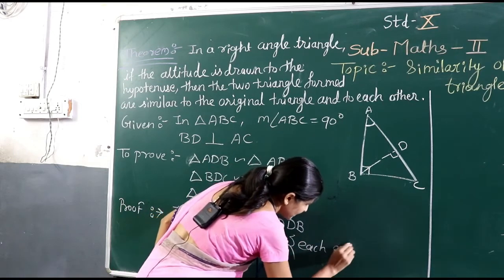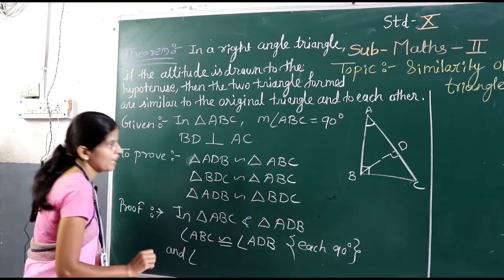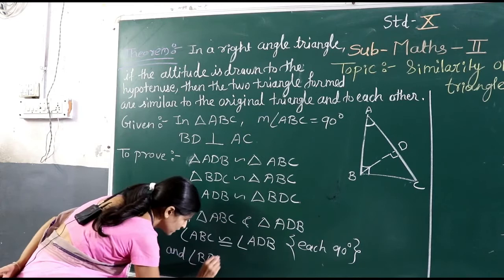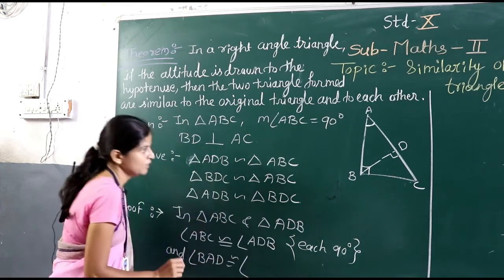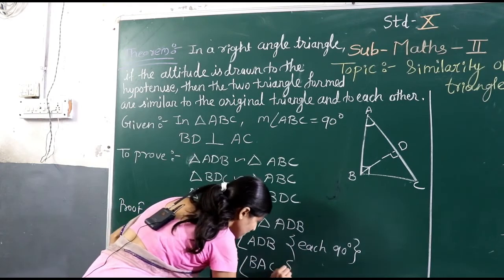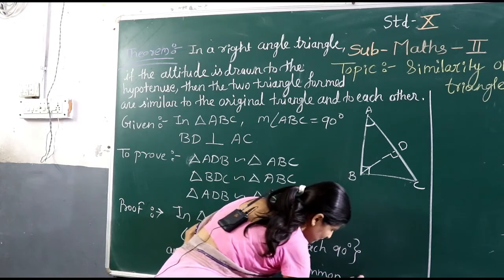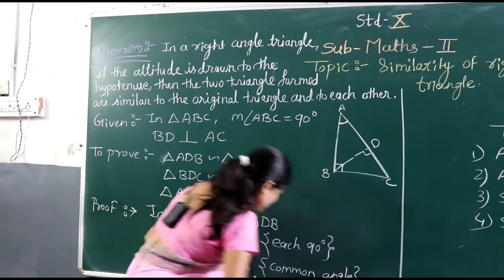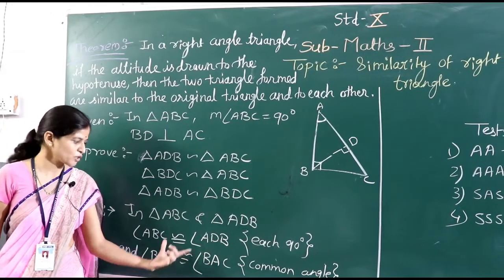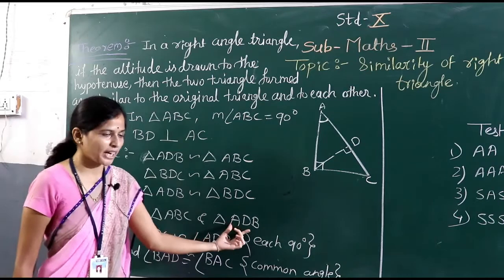each 90 degrees, and angle BAD is congruent to angle BAC. Angle A is common in both the triangles, that's why we write here common angle. This is the angle of a triangle and this is again the angle of a triangle. So by the AA test of similarity, triangle ABC is similar to triangle ADB.